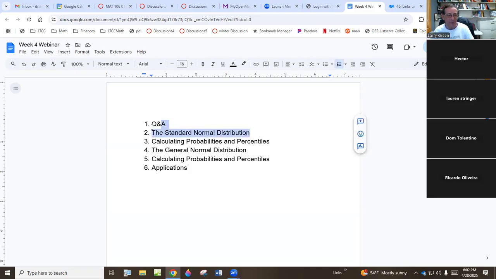We're going to talk about the standard normal distribution. And then after that, we'll get into calculating probabilities and percentiles from the standard distribution. Then we'll talk about the general normal distribution. And then we'll calculate probabilities and percentiles from the general normal distribution. And then after that, I'll do a few applications. We'll do some of the applications where you're not going to see the main point of the normal distribution until next week, because that's when we're going to have something called the central limit theorem, which just says we got to have the normal distribution or we can't do anything. It's kind of one of those things.